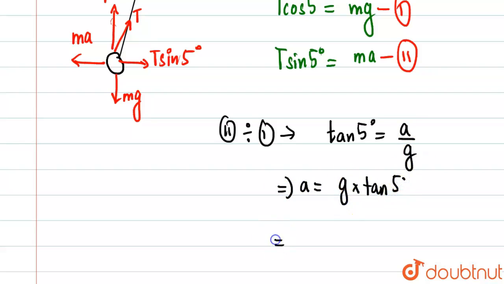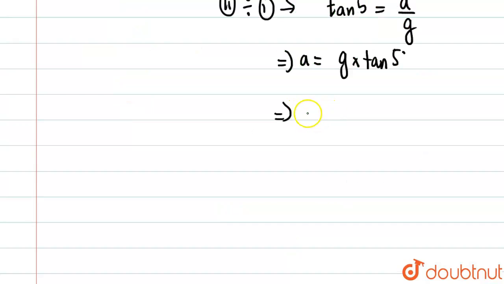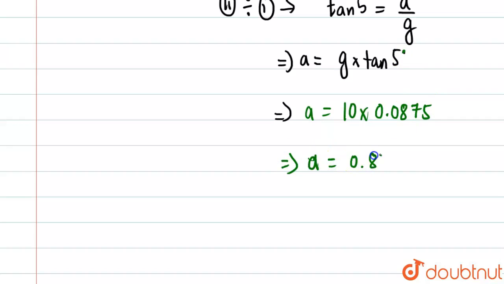We know that the value of g is 10, and tan 5 degree is 0.0875. So the acceleration will be equal to 0.875 meter per second square. Basically this is our answer.